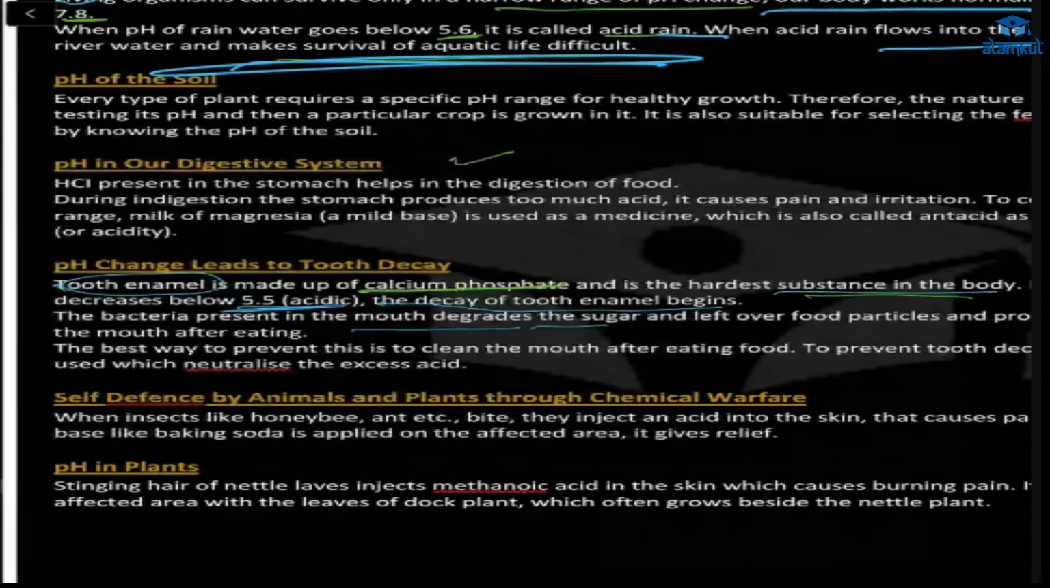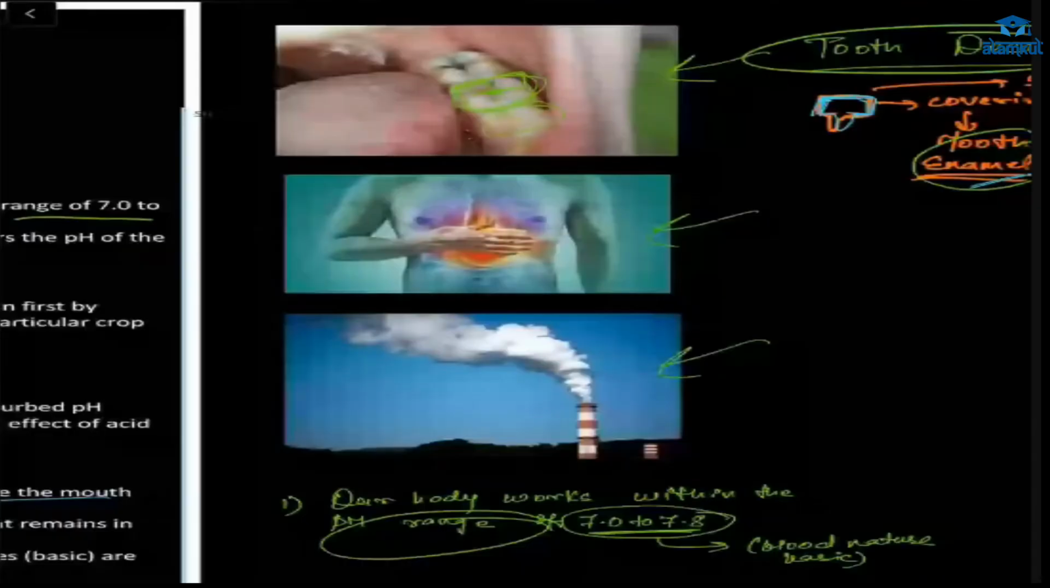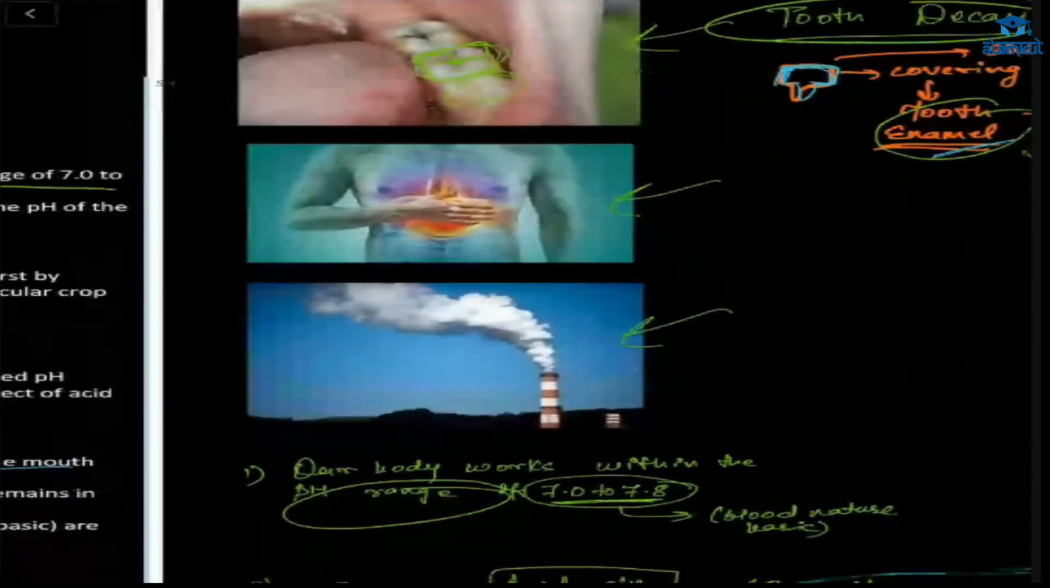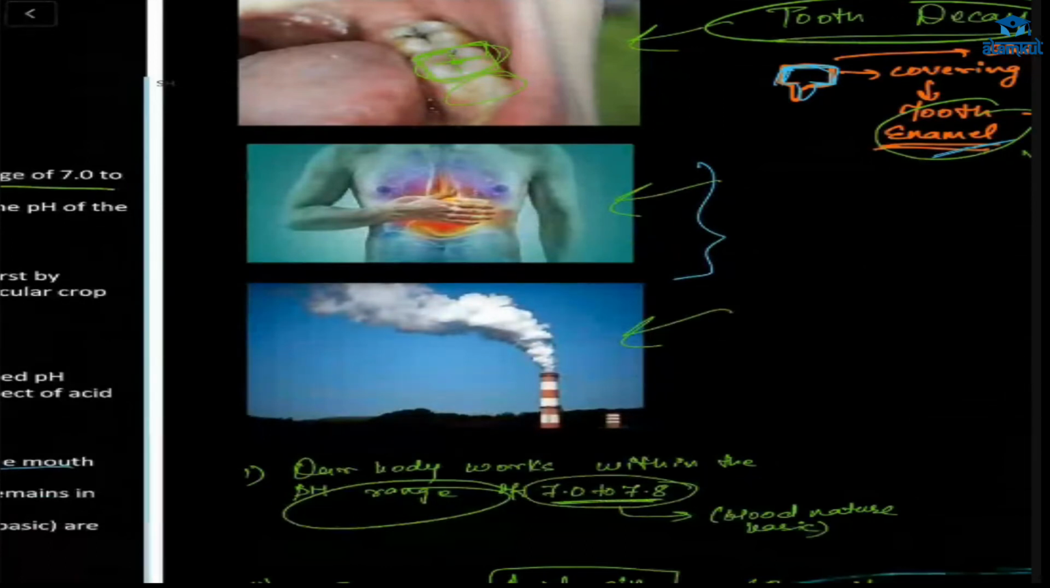Now, what is the pH in our digestive system? Now, this is the digestive system. So, any idea what the pH is in the digestive system? The pH in our digestive system. Anybody? Nobody?